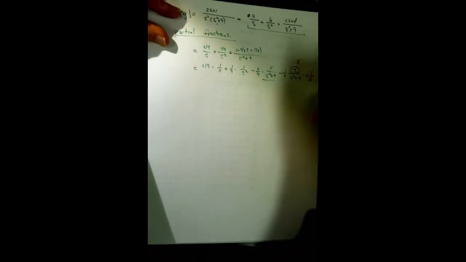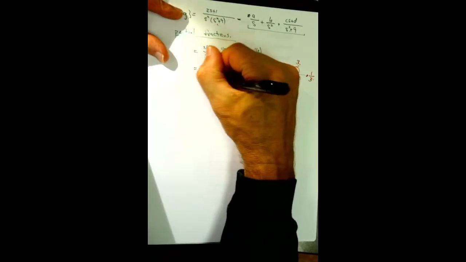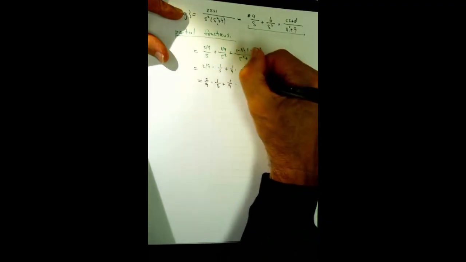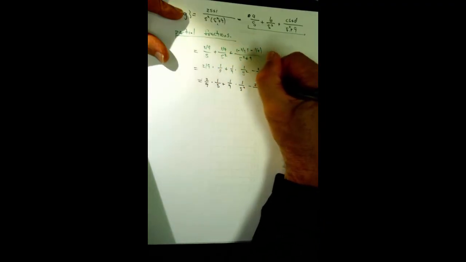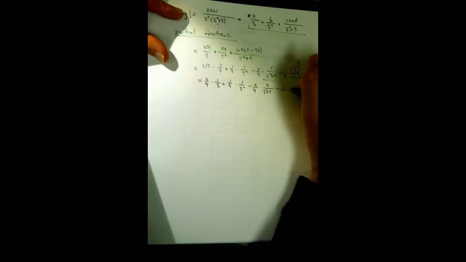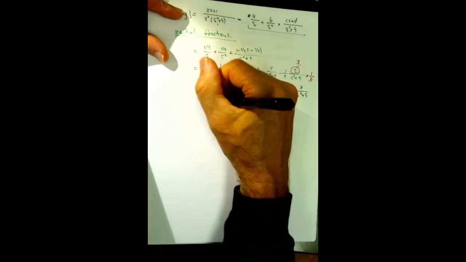So if I want to get a 3 there, I have to multiply by 1/3. So 3 divided by 3 is 1. So let me rewrite this. This is now 2/9 times 1 over s plus 1/9 times 1 over s squared minus 2/9 times s over s squared plus 9, minus 1 over 27, so 9 times 3, over s squared plus 9.